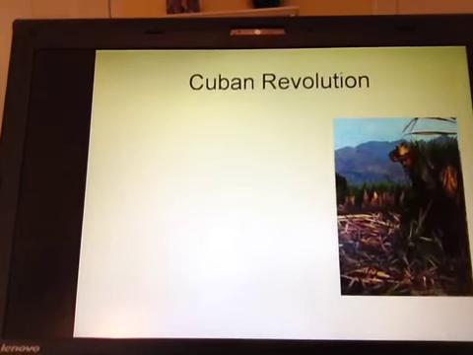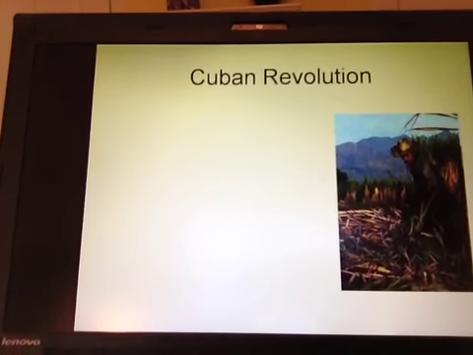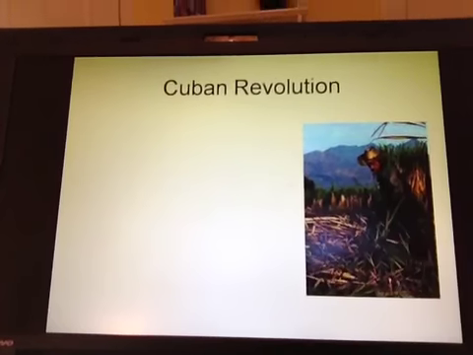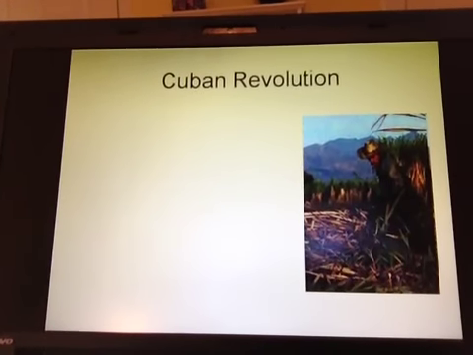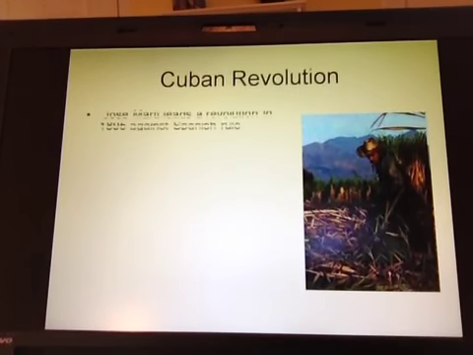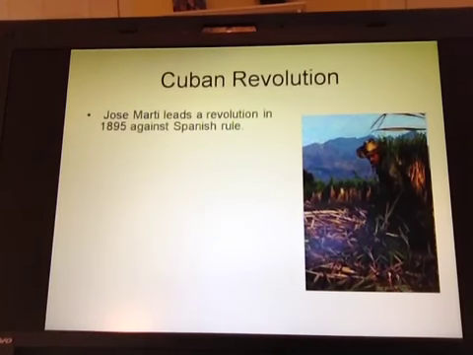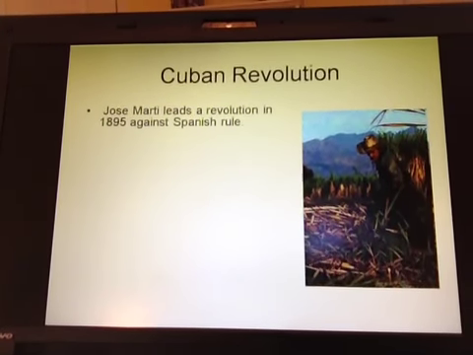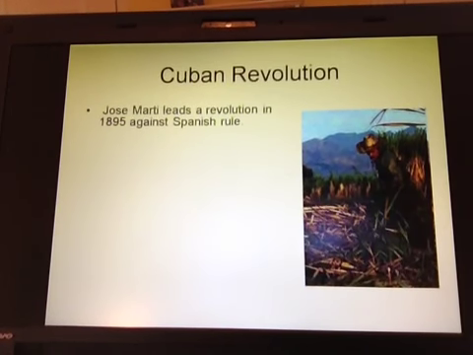Okay. This all starts with an important territory just 90 miles off the coast of Florida, and it is Cuba. Cuba was an island that was owned by Spain during this time period, and there was kind of a brutal dictatorship going on there. A Cuban named Jose Marti, who had lived in New York for a period of time and was a journalist and poet, led a revolution in 1895 against Spanish rule. He's kind of the George Washington of Cuba.